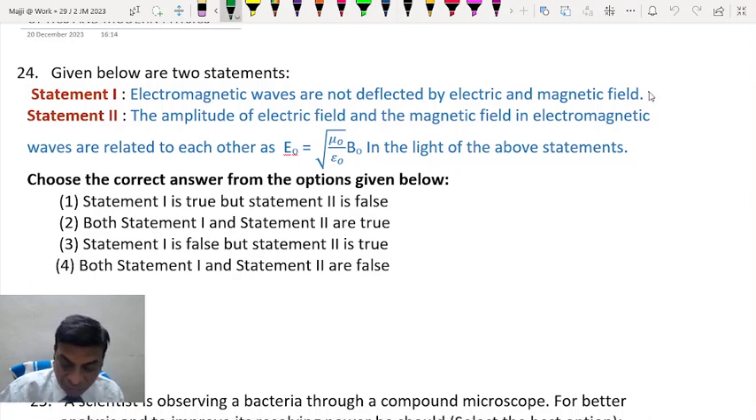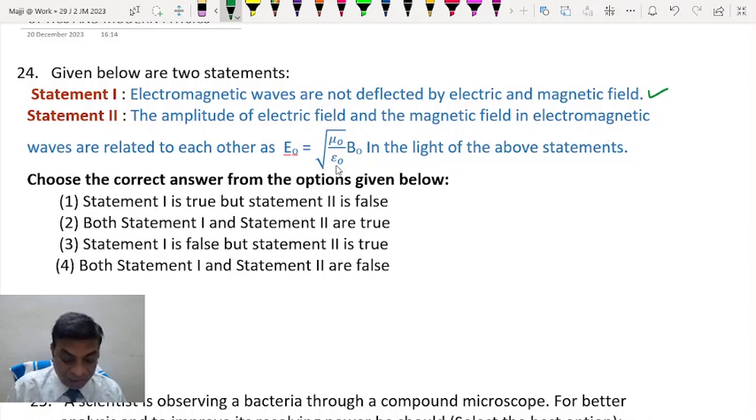Students, this is true because after all electromagnetic waves are not charged particles, they are waves, and waves cannot be deflected by electric and magnetic fields. Only charged particles can be deflected by electric and magnetic fields. So this is true. Statement 2 says the amplitudes of electric field and magnetic field in electromagnetic waves are related to each other as this.